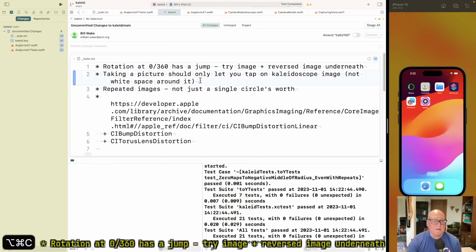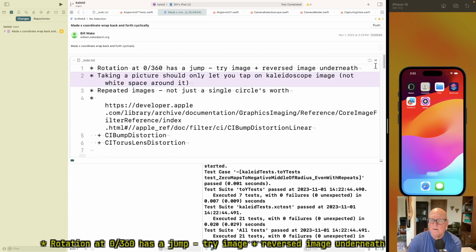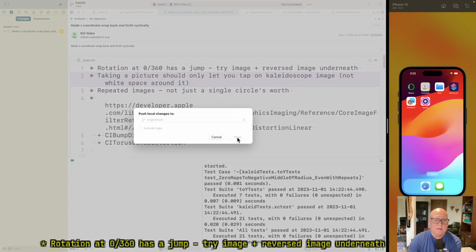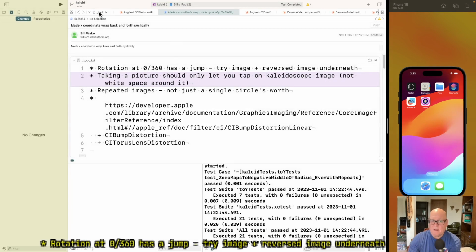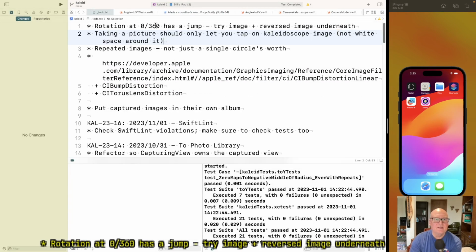All right. So we made x coordinate wrap back and forth cyclically. Okay, and that is cool. Okay, now I think it's clear we could have calculated the whole thing. I don't know. Let's see.